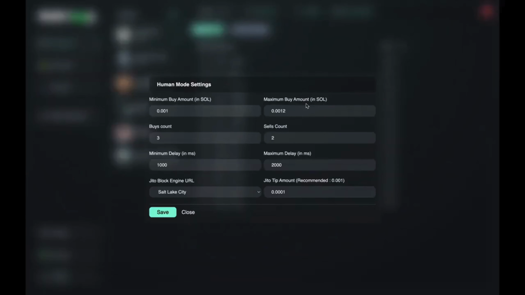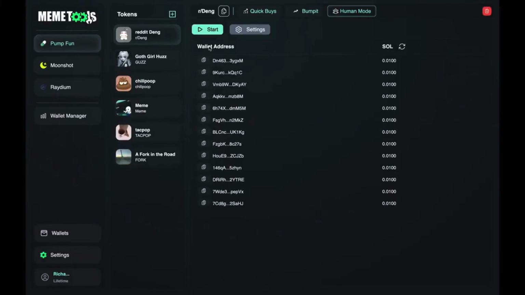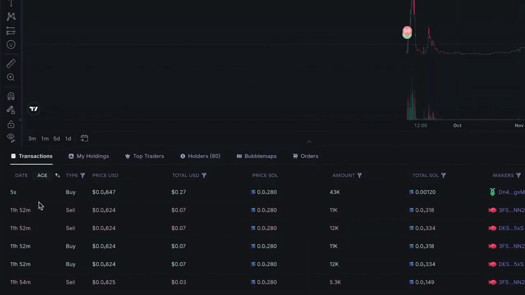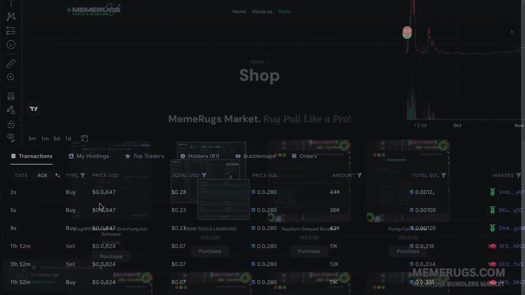As you can see, the bots are buying and selling tokens, creating the appearance of demand and interest in the token. At any moment, you can sell all tokens from all addresses with a single button click.